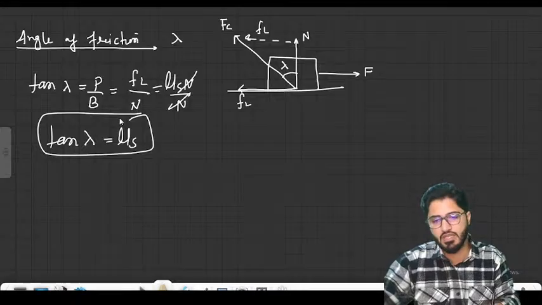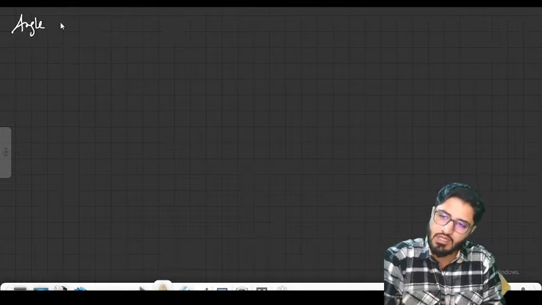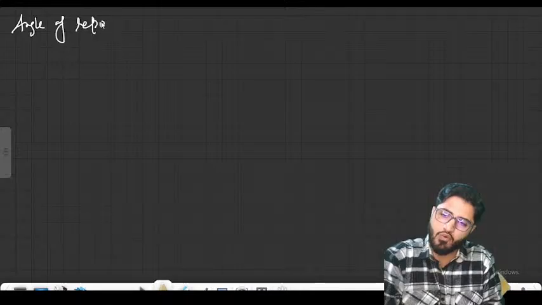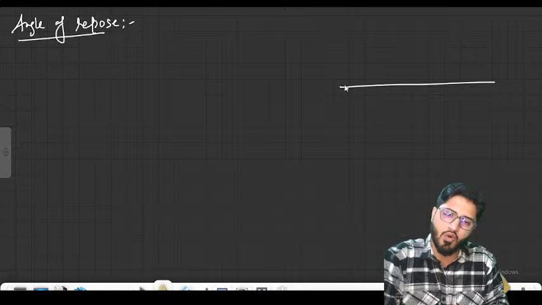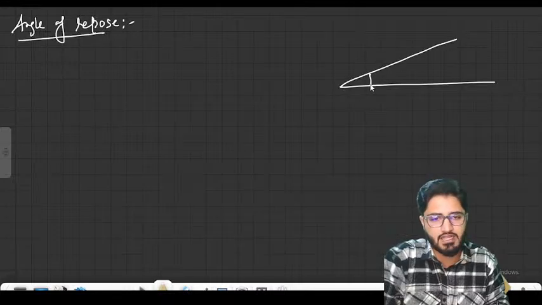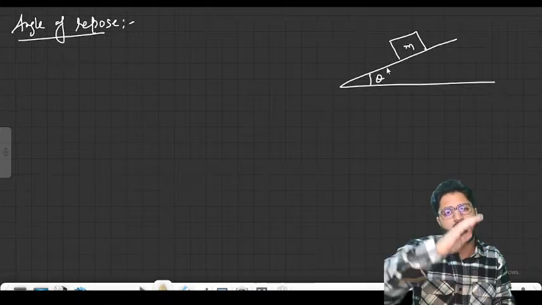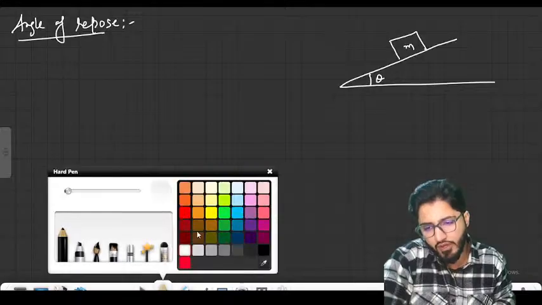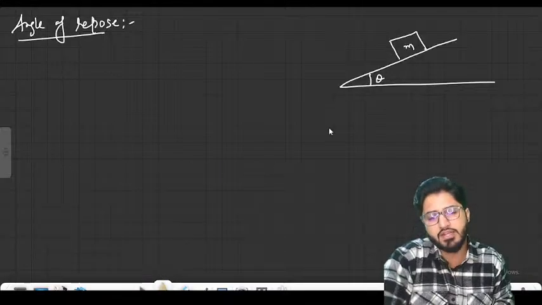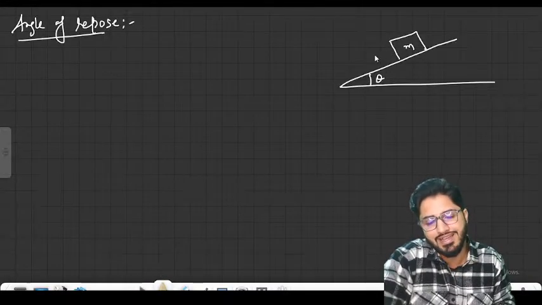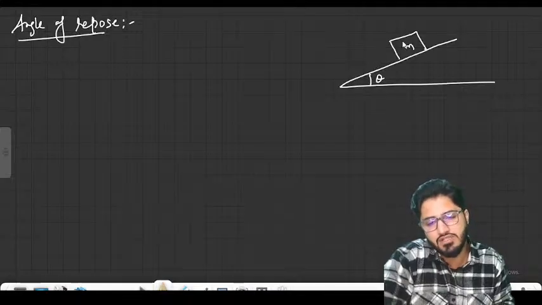Angle of repose. If we are having an inclined surface with some angle theta, we are placing a box on it with mass m. So now we are increasing the inclination. There will be a point where this body tends to move down. That particular angle at which this body tends to move down, that is the angle of repose.